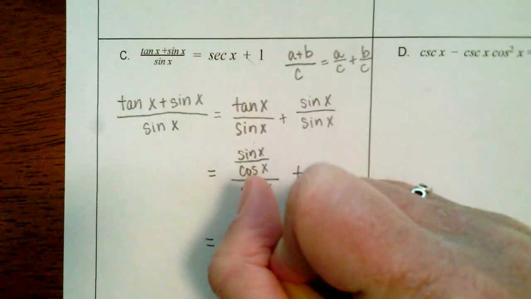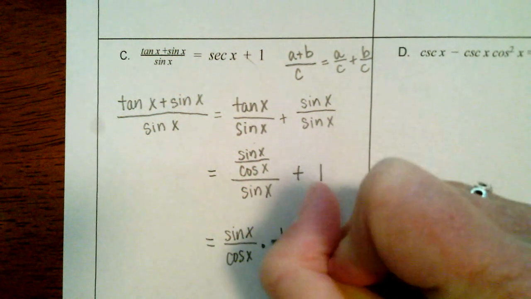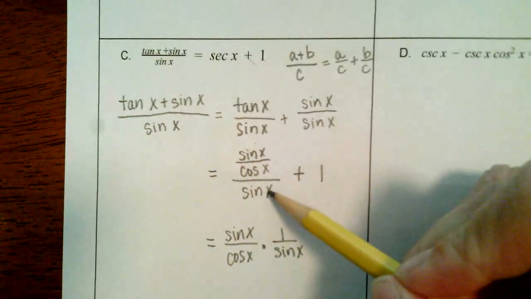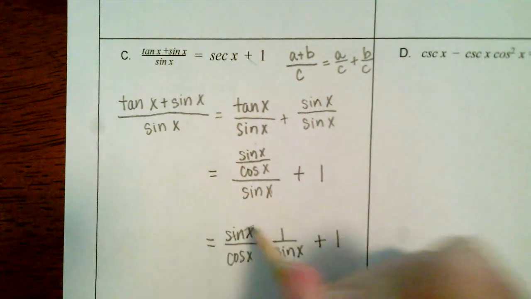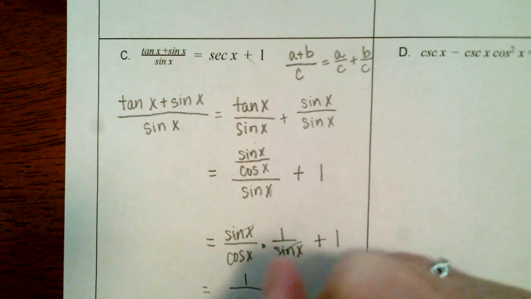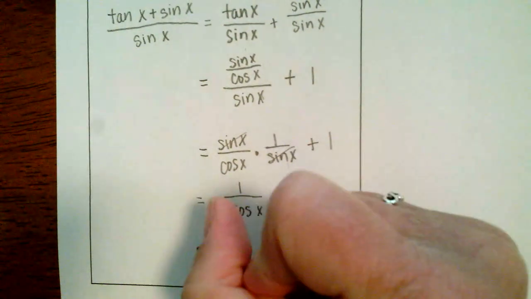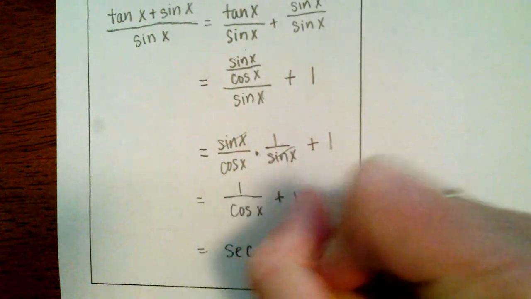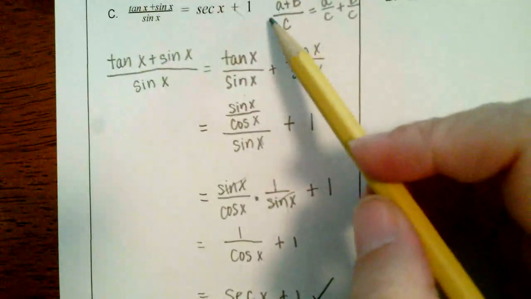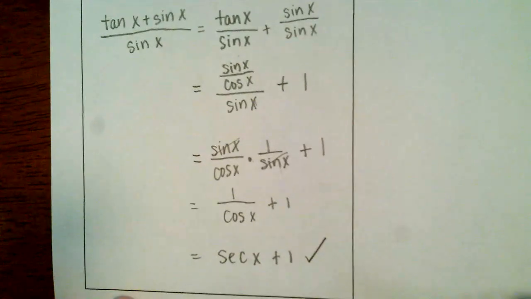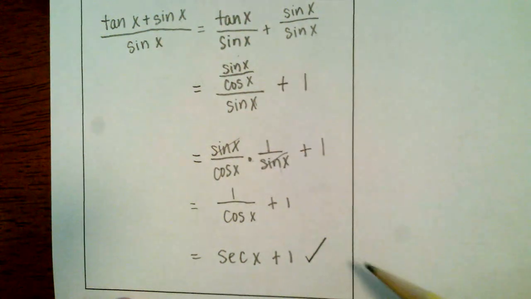If you don't see that, you are rewriting this as sine of x over cosine of x times 1 over sine of x. Okay, we're dividing by sine of x, so that means we're multiplying by the reciprocal. So my sine of x and sine of x divide out. I'm left with 1 over cosine x plus 1. And I remember that 1 over cosine of x is equal to the secant of x, plus 1. So now I came back to where I wanted to be, and I showed that both sides are equal. Okay, again, quickly formatting. My starting point, my equal bars are all lined up, my ending point, and a check.